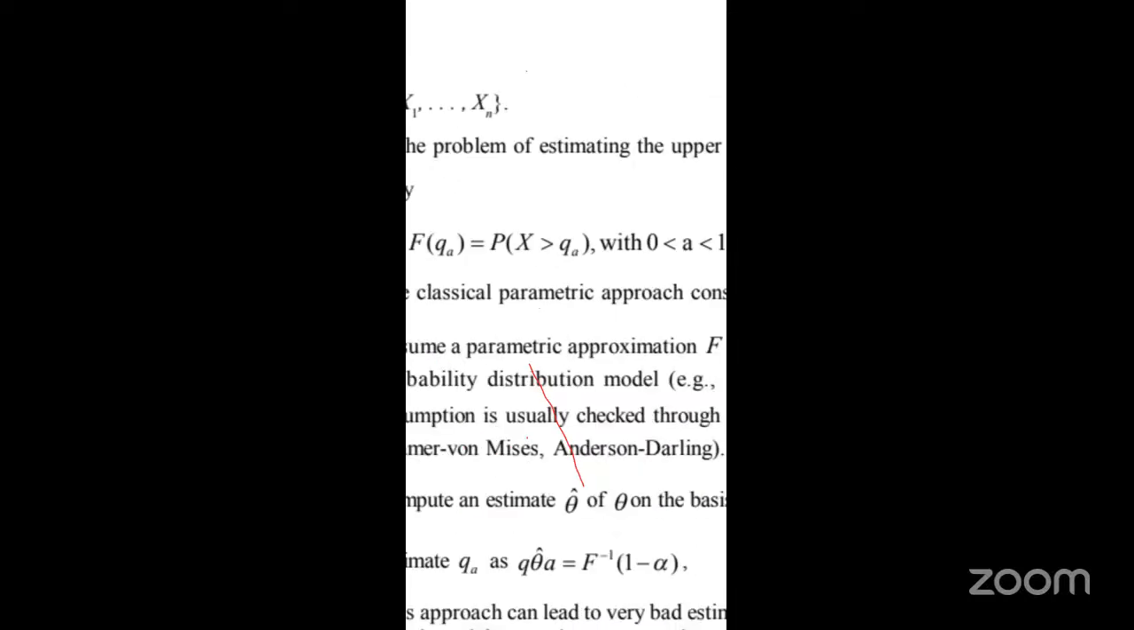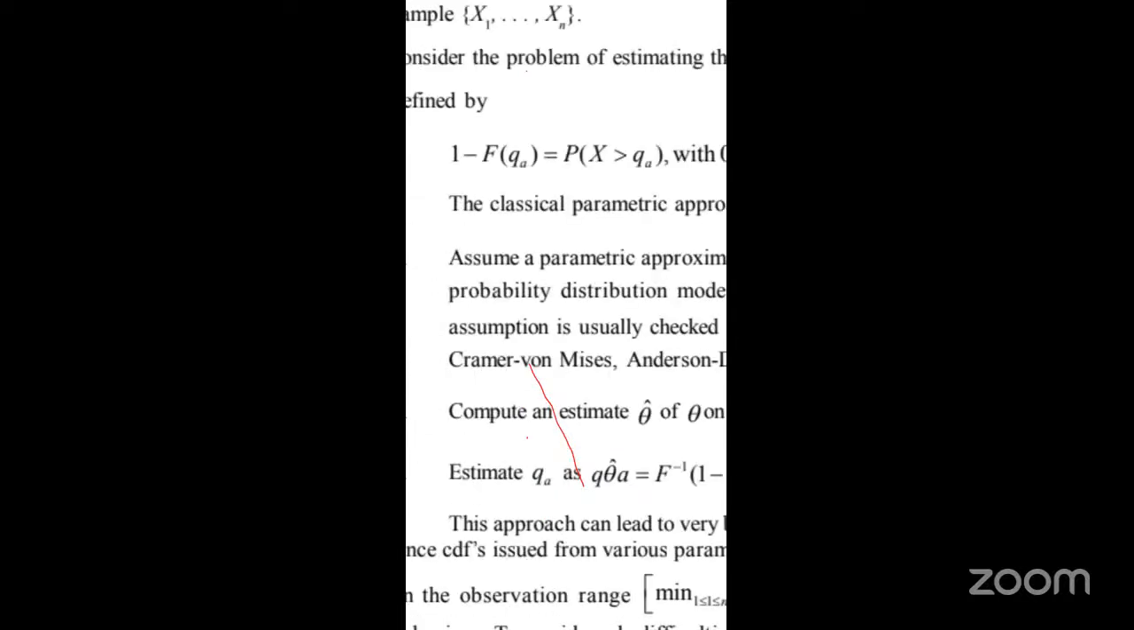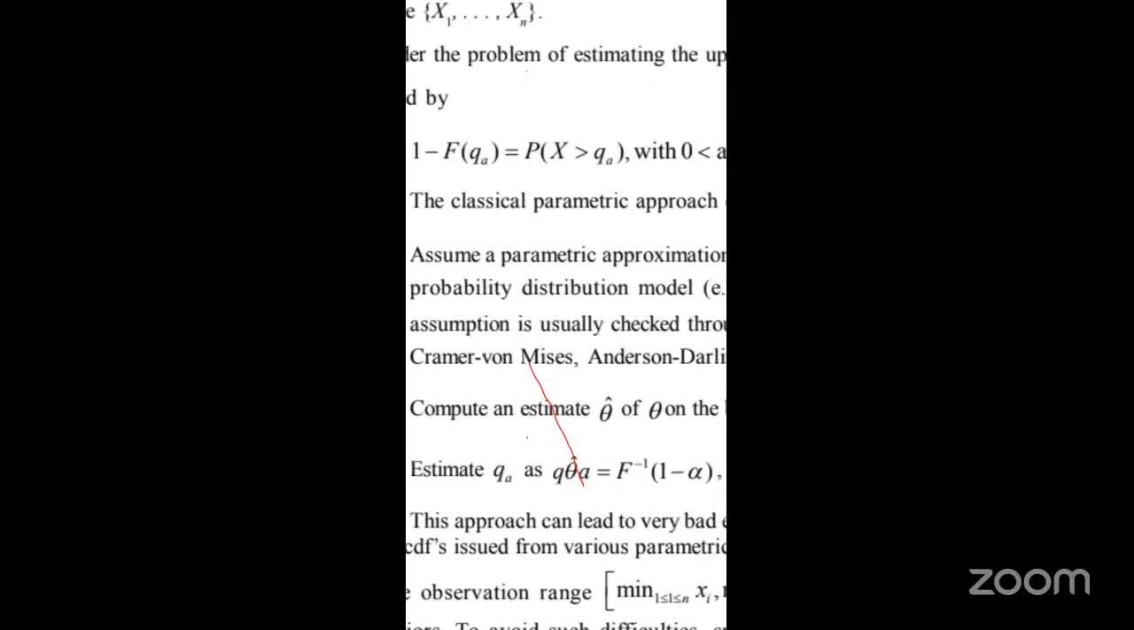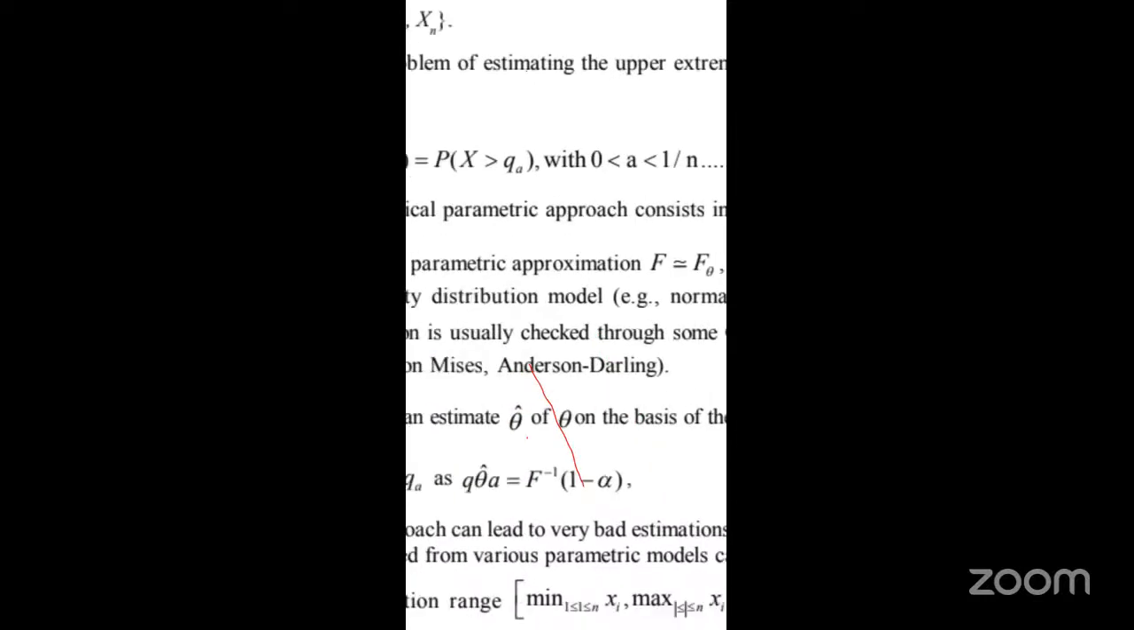So consider the problem of estimating the upper quantile q_alpha, defined by 1 minus F of q equals alpha, where the probability of x greater than q is alpha, with alpha less than 1 by n. The classical parametric approach consists of the following steps.